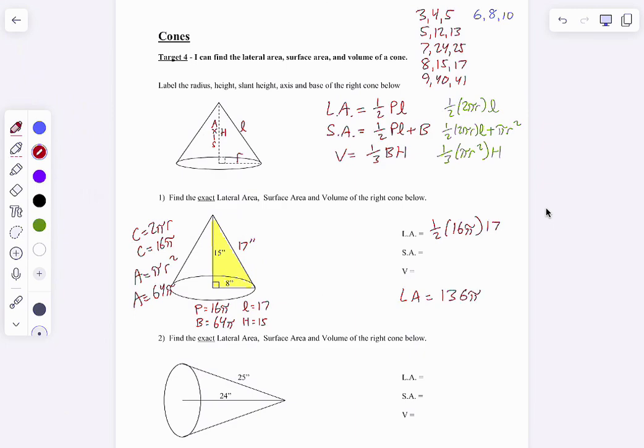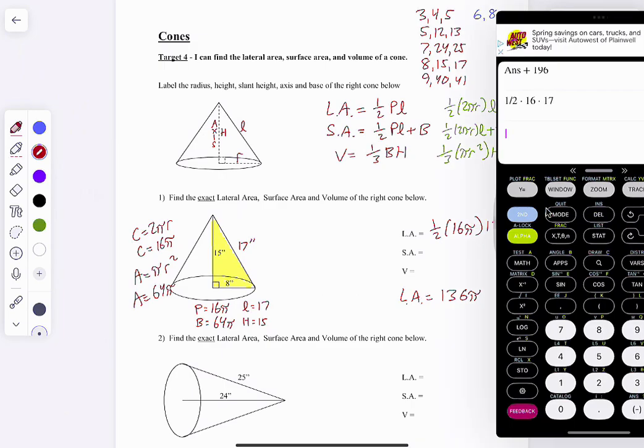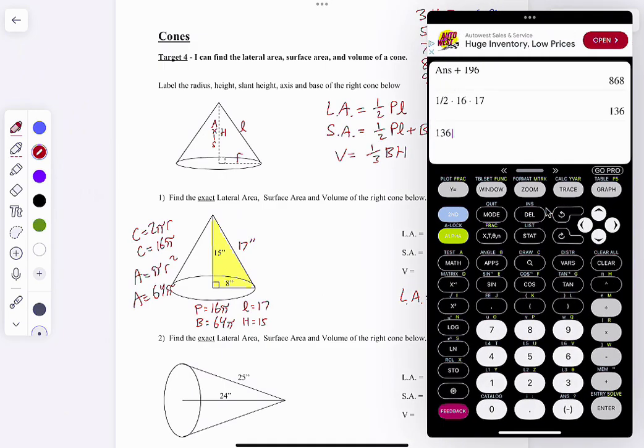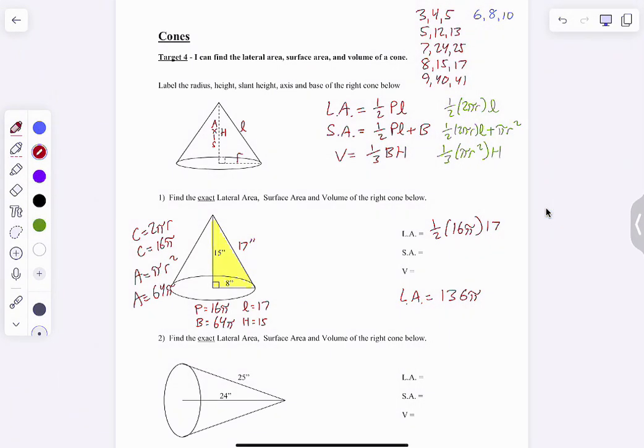If you write 136, it's not just that you didn't put the pi and you mislabeled it. 136 pi is a totally different number. 136 pi would be 427 point something. And that lateral area, what it means is that if you flattened out the cone, it's all of this area on the outside of the cone.